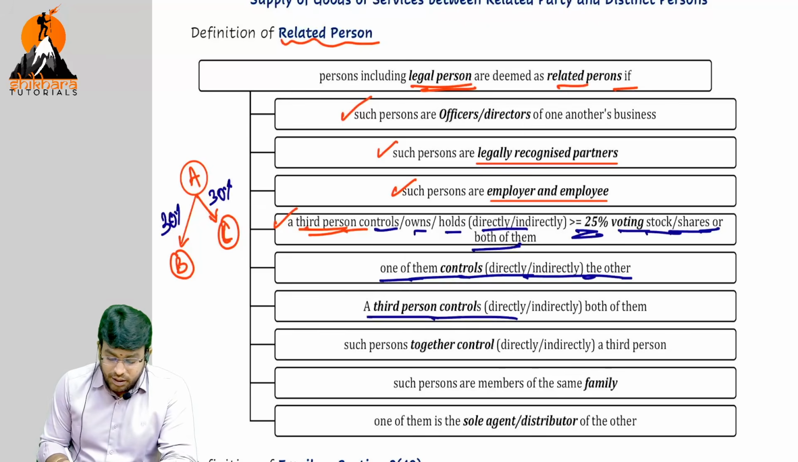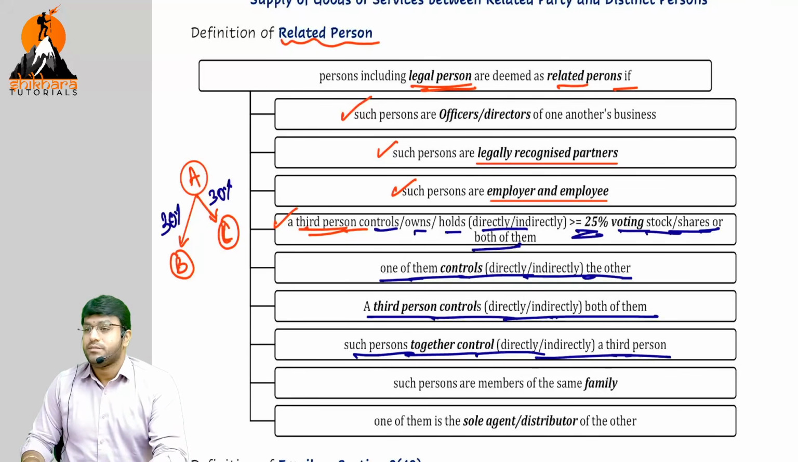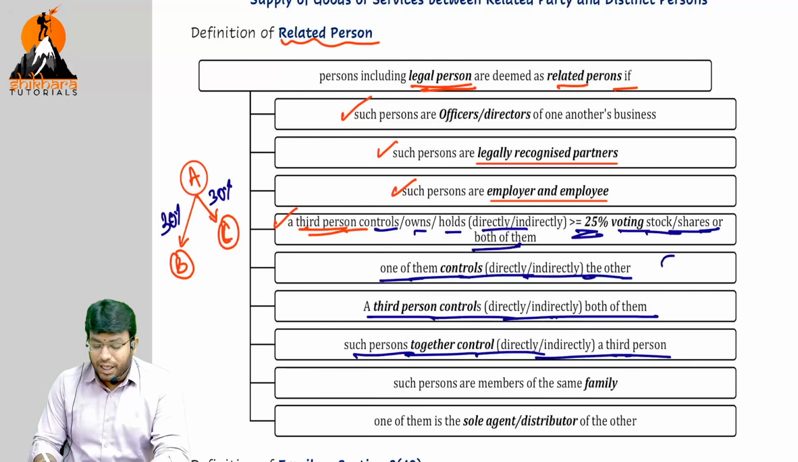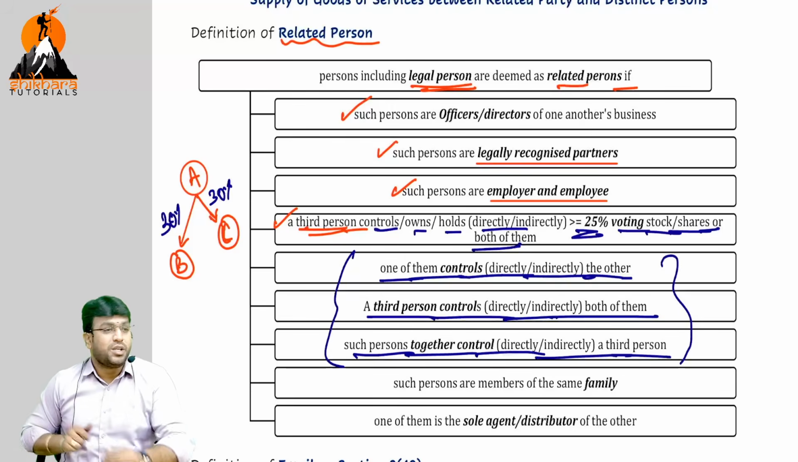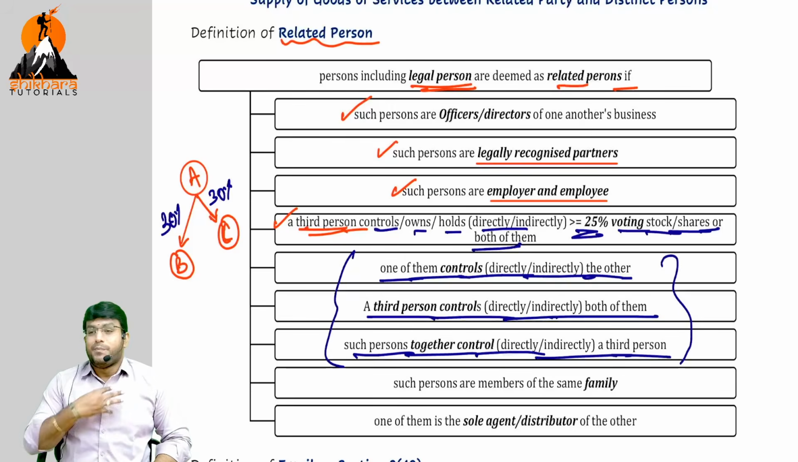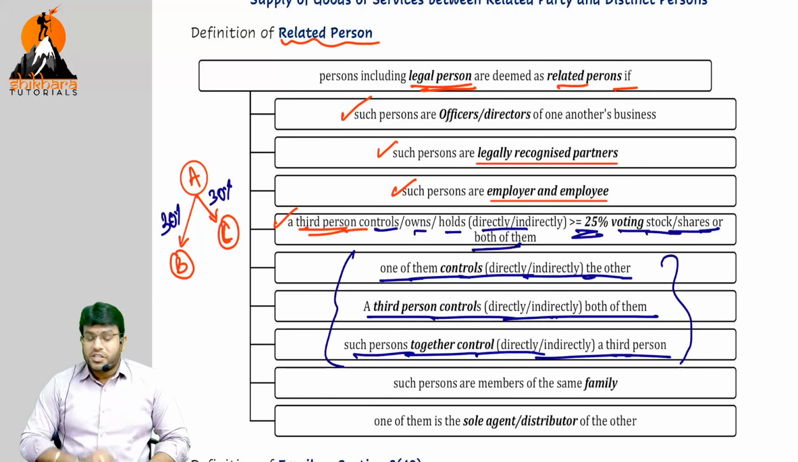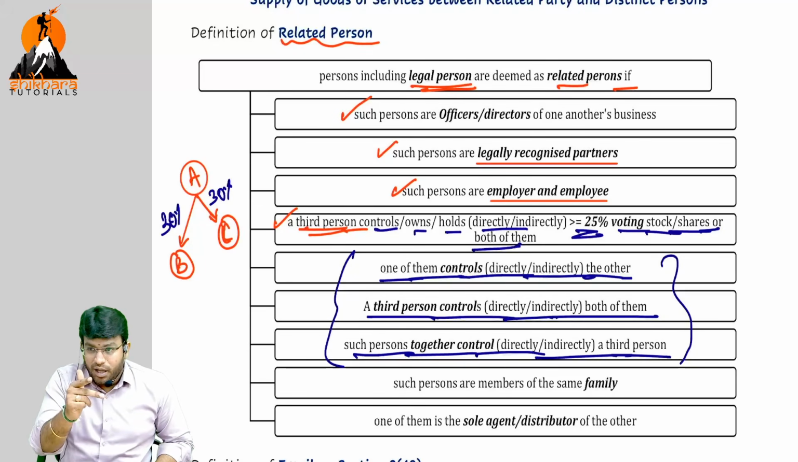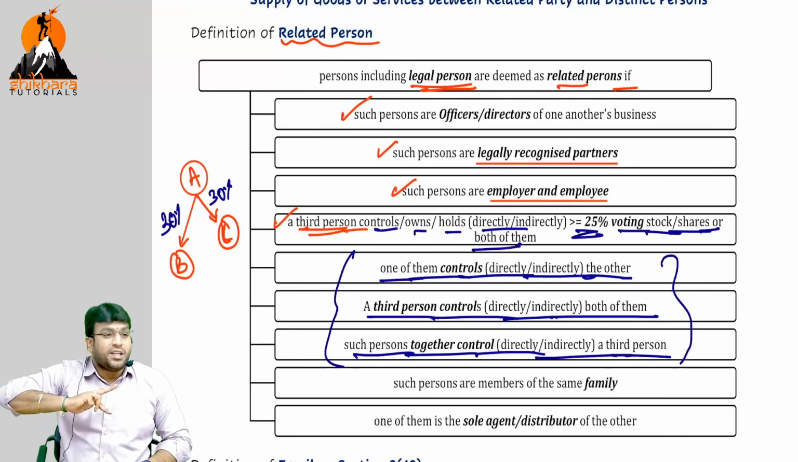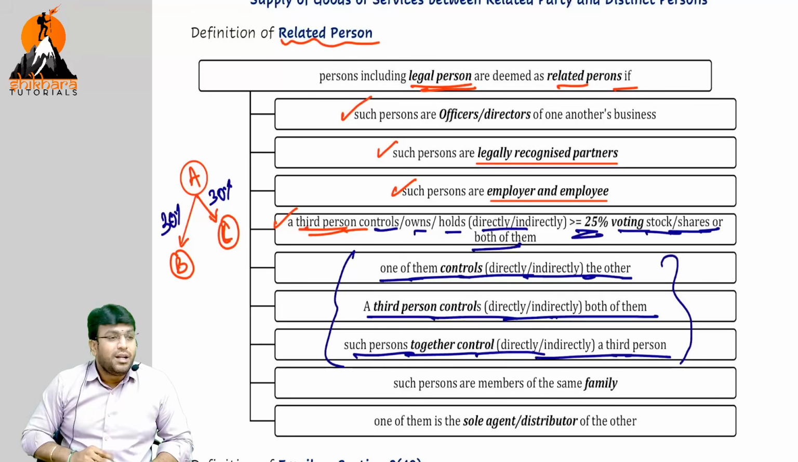Third person controls both of them. Such persons together control a third person. I'll give complete clarity on these 3 points. Don't get confused. Let us say, for example, there is a person Shiva Teja, there is another person called Ravi Teja. Shiva Teja is controlling Ravi Teja, or Ravi Teja is controlling Shiva Teja. Then we both are known as related persons.